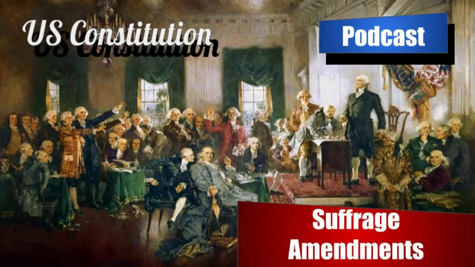Amendments 19, 23, 24, and 26 are all about expanding voting rights or suffrage. Amendment 19, women's suffrage, ratified 1920, says, "The right of citizens of the United States to vote shall not be denied or abridged by the United States or by any state on account of sex." So women get the right to vote after a long, hard battle.